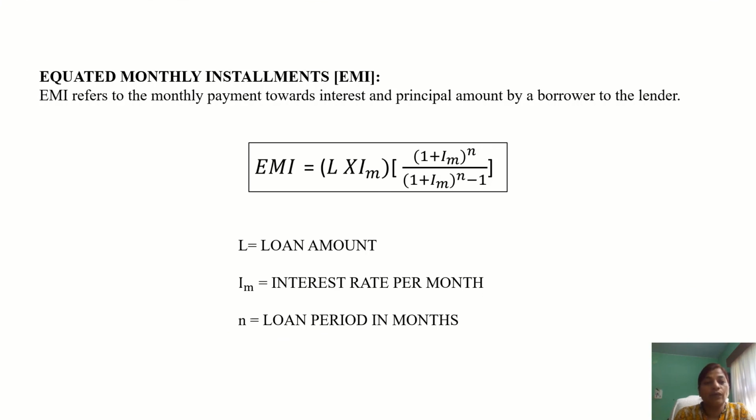Next is equated monthly installments, that is EMI. It refers to the monthly payment towards the interest and principal amount by a borrower to the lender. We are taking the principal and interest towards which the borrower is going to pay the lender. It is given by the formula EMI is equal to L into Im into (1 plus Im) raised to the power of n divided by (1 plus Im) raised to the power of n minus 1. Here L is the loan amount, Im is the interest rate per month, and n is the loan period in months.